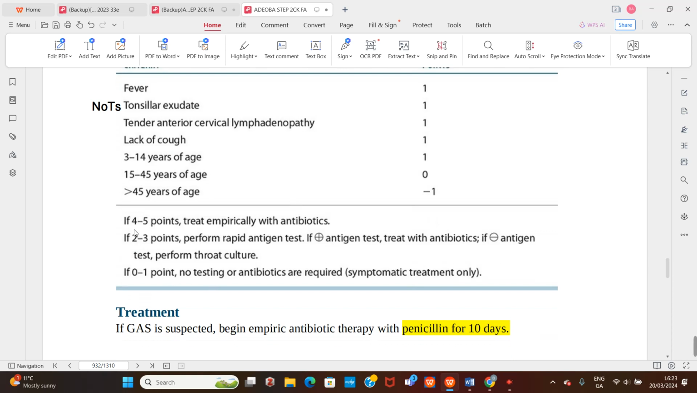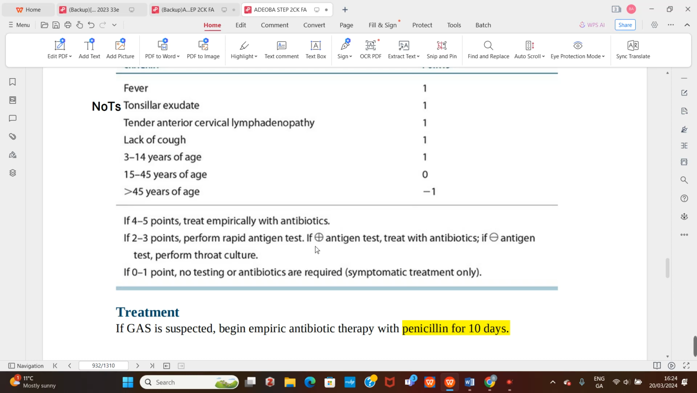If you get 4 to 5 points, that is high risk for GAS. You start your empiric treatment immediately with your penicillin, your amoxicillin, your cephalosporin, or your azithromycin, any one of them. But the most preferred choice is penicillin for 10 days. The person scores 2 to 3 points. So you are not sure if the person has it or not. The person is just in between. So how do you delineate? You do your rapid antigen test, right?